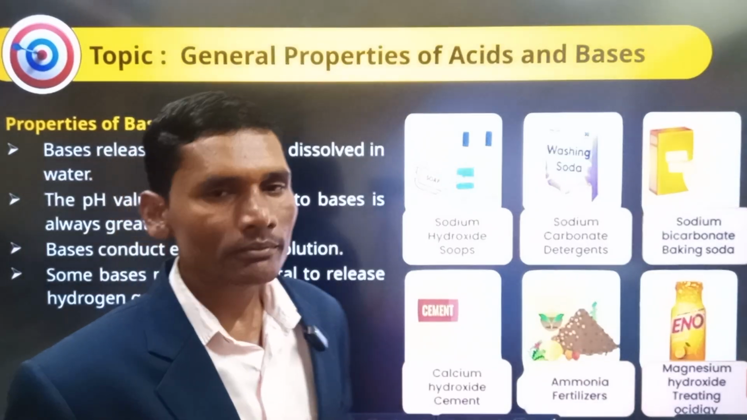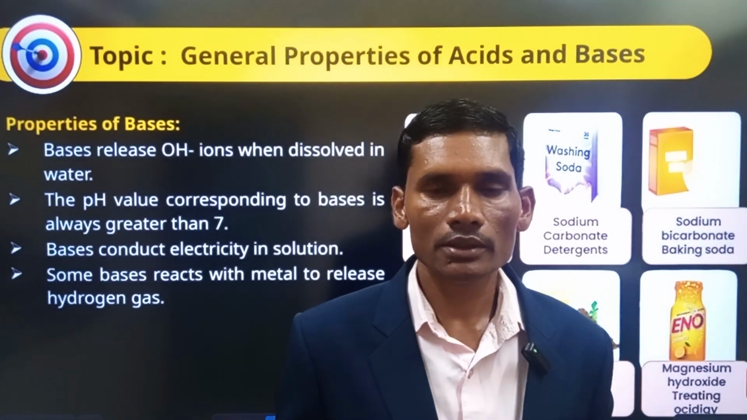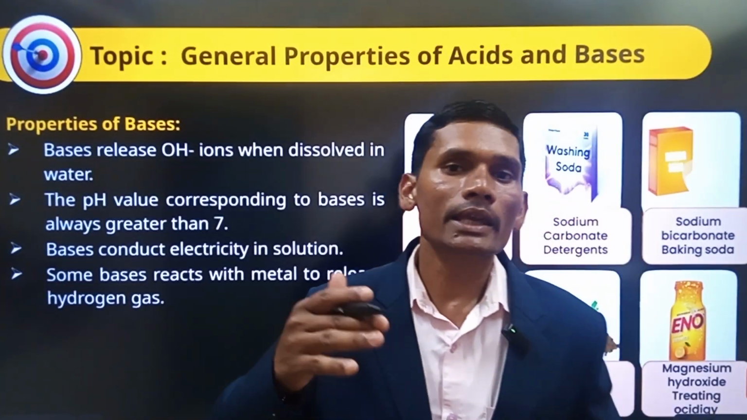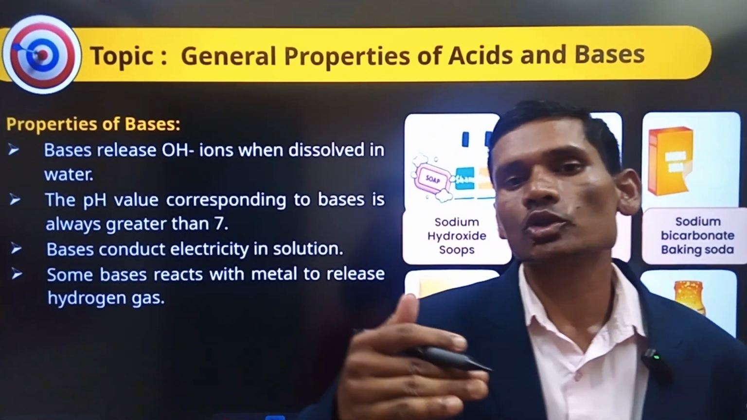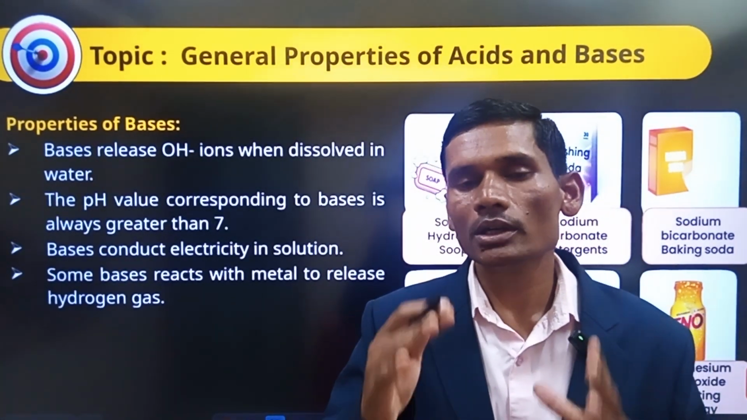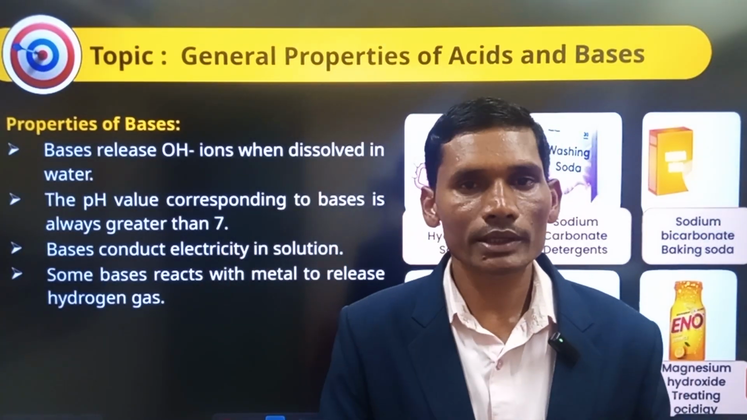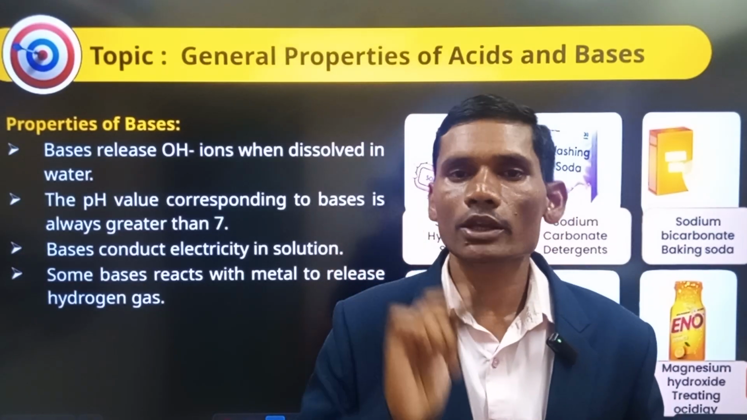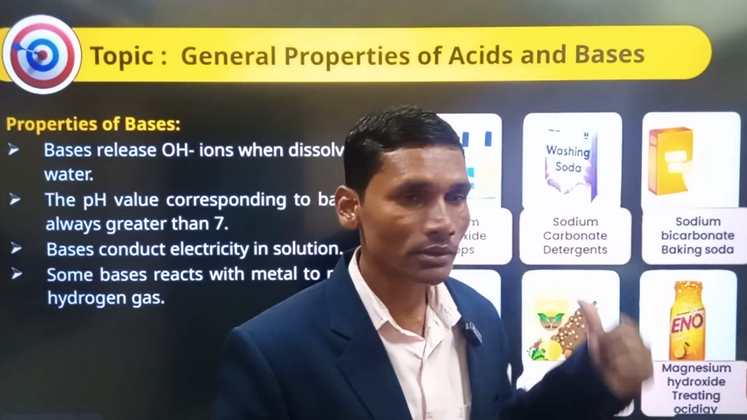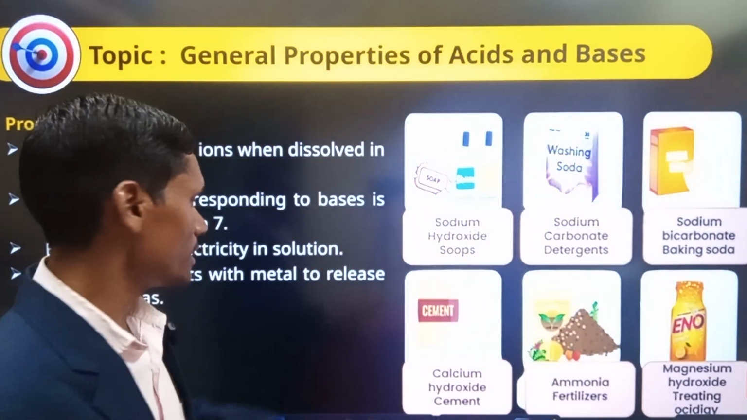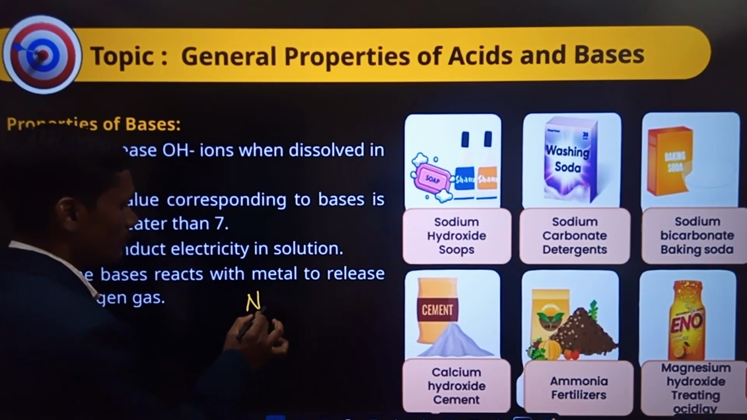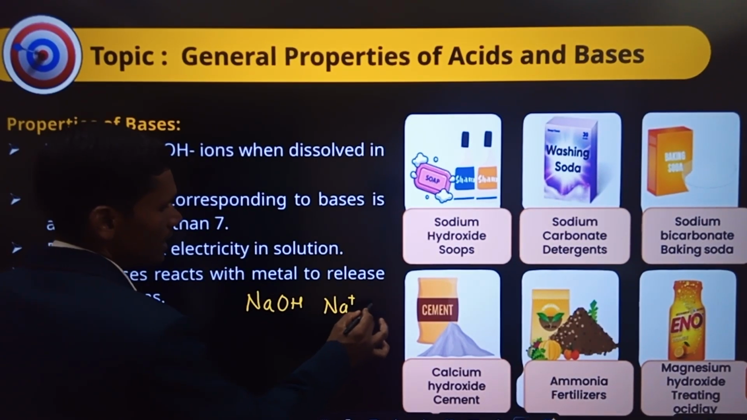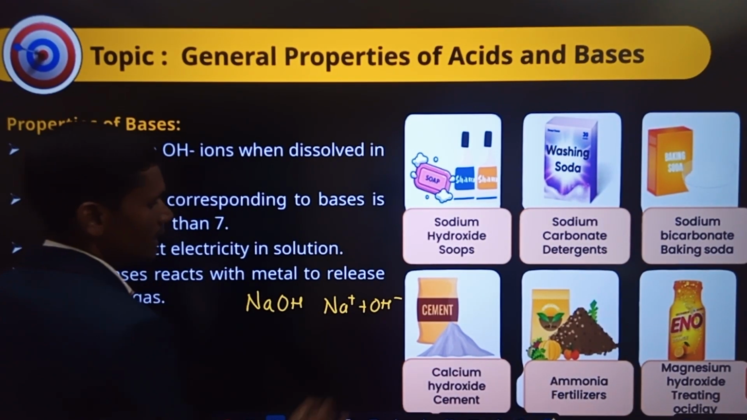As you know already, bases are bitter in taste, right? And they are soapy to touch. You already learned this. And one more characteristic is that they change red litmus to blue litmus. Along with that, when you dissolve any base in water, it releases hydroxide ions. Acid released H+ ions, this releases OH- ions. For example, take NaOH, it releases Na+ and OH- ions. It is dividing like this.